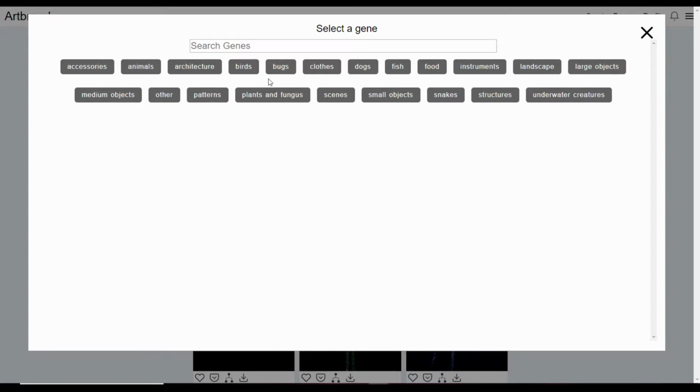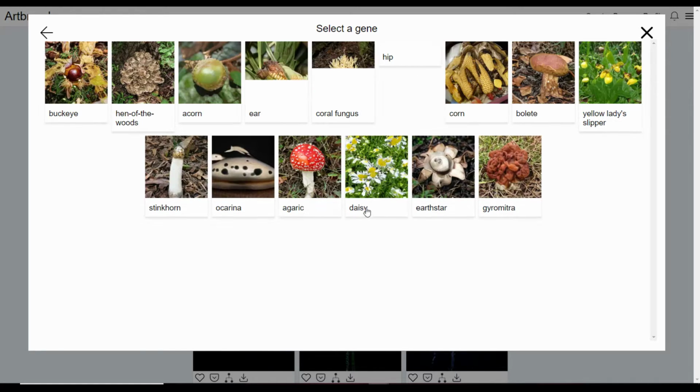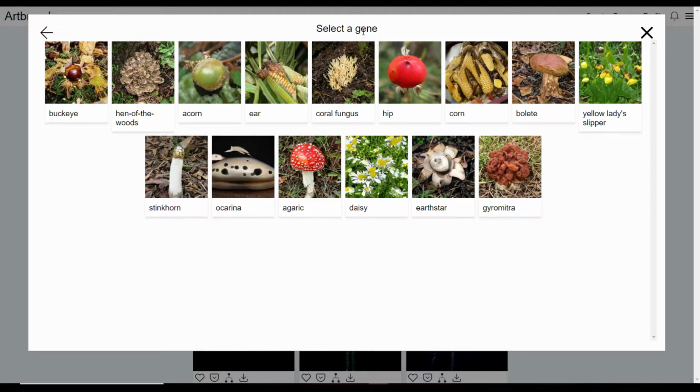I don't find this process intuitive. I don't really understand a lot about how these genes are generated. A lot of them aren't tags that I would... Well, if we click on plants and fungus, for instance, we get the gene ocarina. And I don't know if this is just from the chaos, like maybe these are user-submitted tags, and so they're just not very well organized.